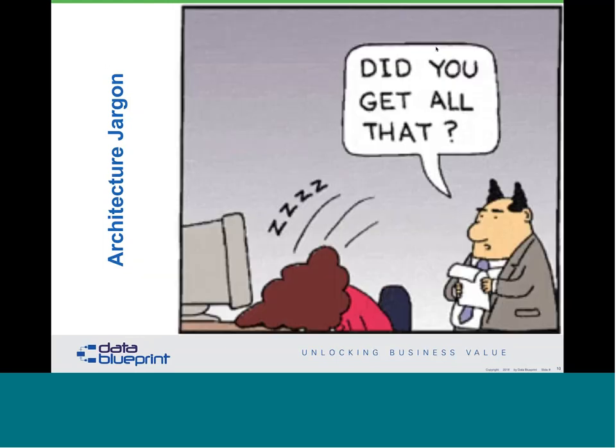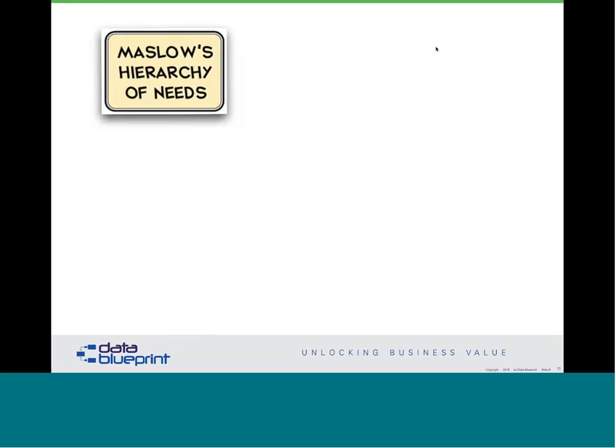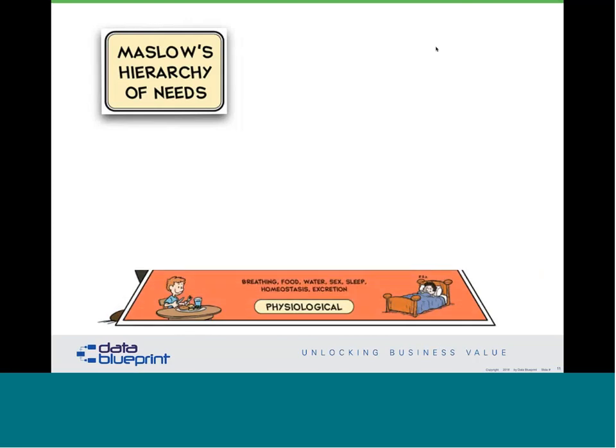She says, oh my gosh, I'm so tired. Wham, her head hits the keyboard. The PHB, pointy-haired boss, says, did you get all that? And he goes and grabs Wally out from the hall and says, read this and tell me if she's doing any of it right now. They don't know. What everybody does remember, though, is Maslow's hierarchy of needs from back in high school.